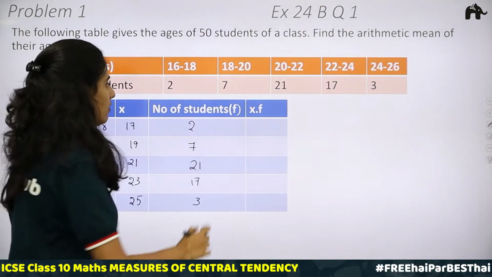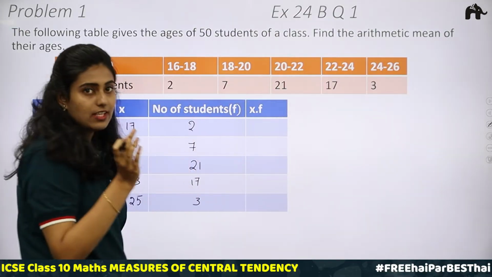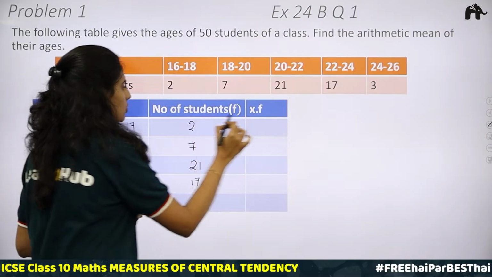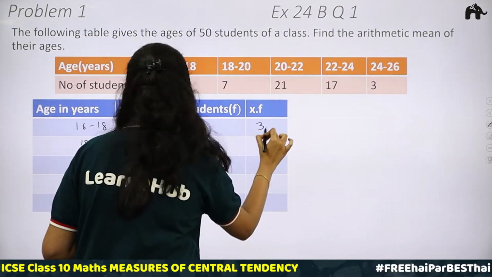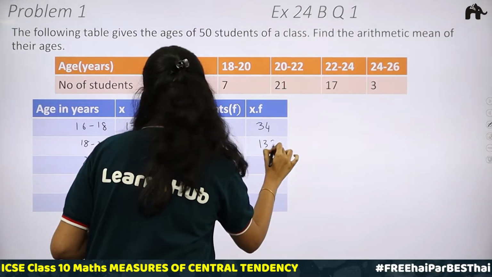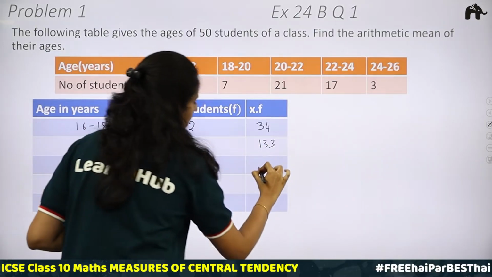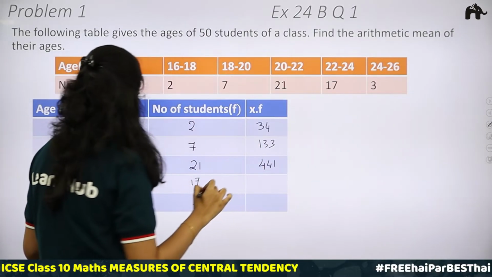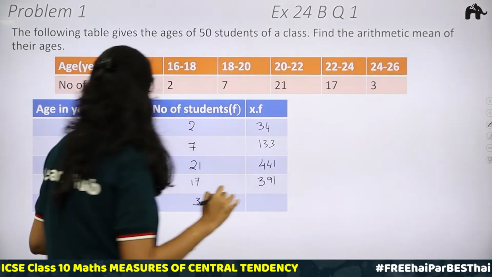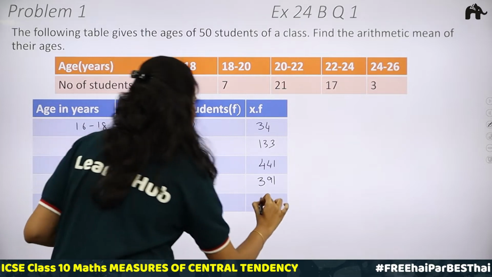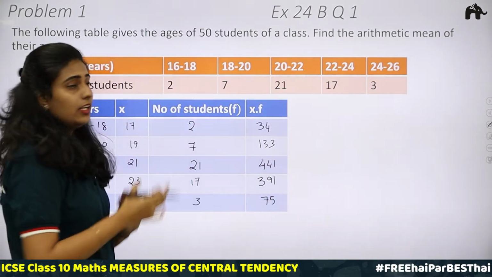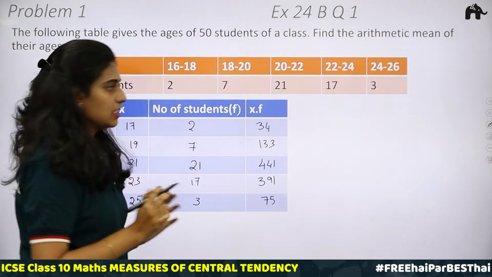Okay. Next, we have to find x into f, that is the mid value into frequency. Here, 17 into 2, we get 34. 19 into 7, which is 133. 21 into 21, 441. 23 into 17, that is 391. And 25 into 3 will be 75.